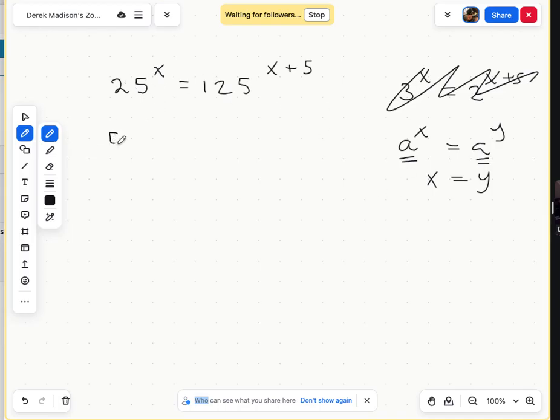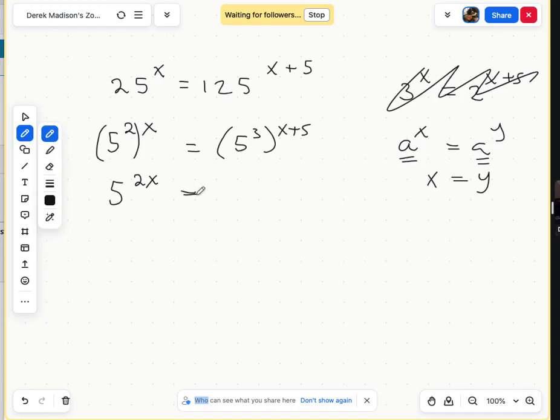So this would go 5 squared to the x, because 25 is the same thing as 5 squared. Let me write it that way for a second, and I'll clean that up in a moment. And then this would be 5 cubed, would be 125 to the x plus 5. So when you're raising something to a power, which is what we're doing here, that means those would multiply. So that would be 2x would be the simpler way to write that.